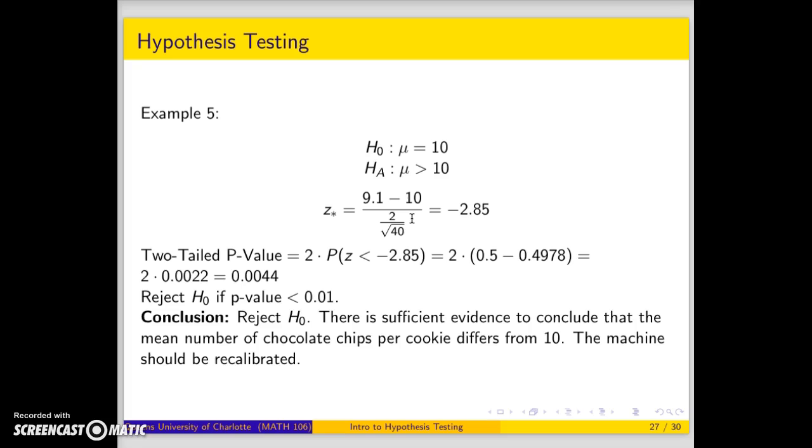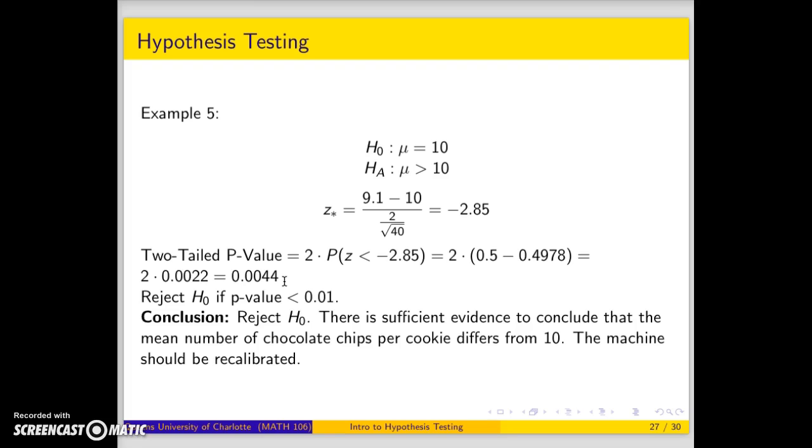And this is a two-tailed hypothesis since it's not equal to. Remember, in part 1 I said the difference between two-tailed and one-tailed, and this is two-tailed. So we have 2 times the tail probability, which is 2 times the probability that z is less than negative 2.85. When we look this value up in the table, we get 0.0044. And since alpha is 0.01, we reject H0 if the p-value is less than 0.01.